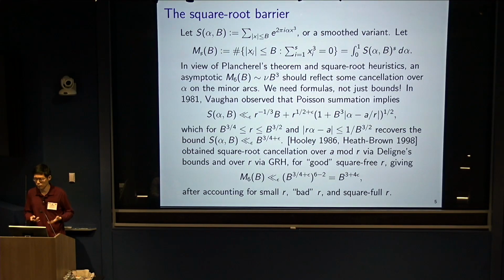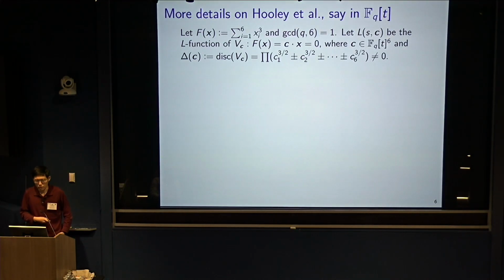There's a lot more work that goes into this. You have to think about things like small r, certain bad moduli r, square-full r, things like that. But maybe this is the rough idea. Okay, so let me be a little bit more detailed about where the GRH comes in. So the point is we have our cubic form in 6 variables, f of x, a sum of 6 cubes.